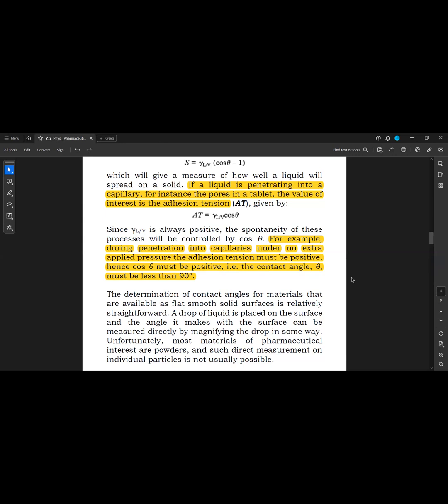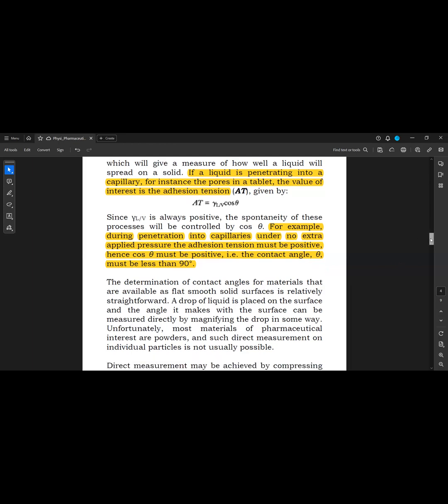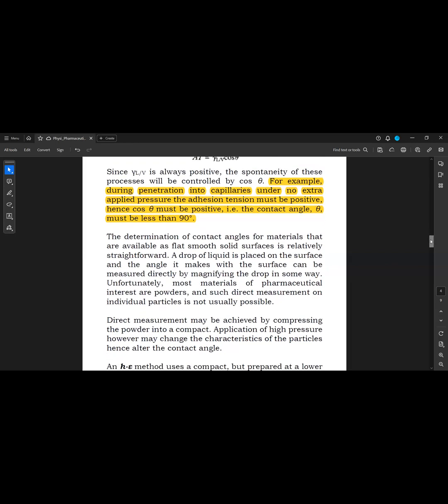So a drop of liquid is placed on the surface, and the angle it makes with the surface can be measured directly by magnifying the drop in some way. So that was what I was trying to explain. Like if you drop water on your desk, then you're going to get an outward angle, because if you magnify it, you can find that angle. But unfortunately, that is an ideal situation.